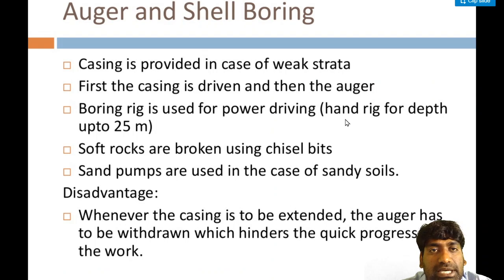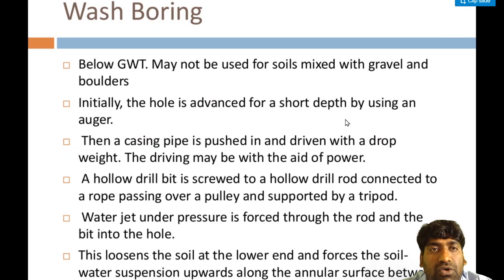Auger and shell boring. Casing is provided in case of weak strata, and first the casing is driven and then the auger. Boring rig is used for power driving, hand rig for depth up to 25 meters. Soft rocks are broken using chisel bits, and sand pumps are used in case of sandy soils. Disadvantage: whenever the casing is to be executed, the auger has to be withdrawn, which hinders the quicker progress of the work.